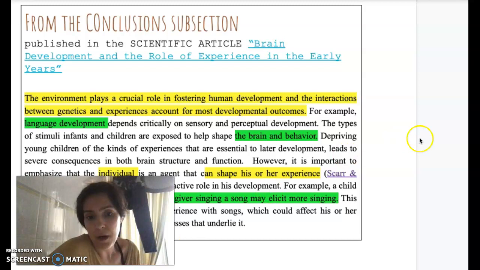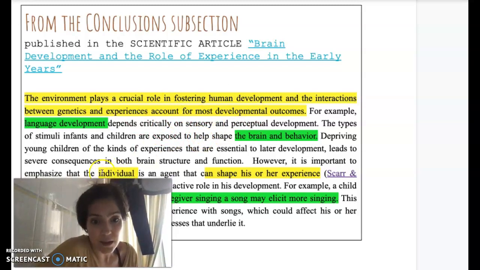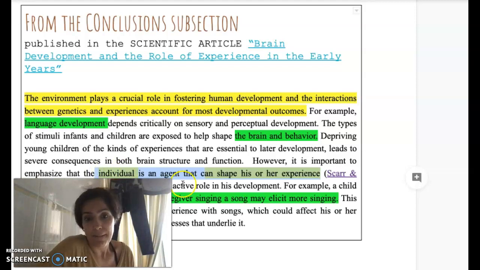So I did highlight language development in green, and then brain and behavior. What the key to this text is really, because the previous one is already mentioned, is this, okay? The individual is an agent that can shape his or her experience. You need to include that idea that a person can change their fate. And there's another detail that I would include somehow: a caregiver singing a song may elicit more singing.